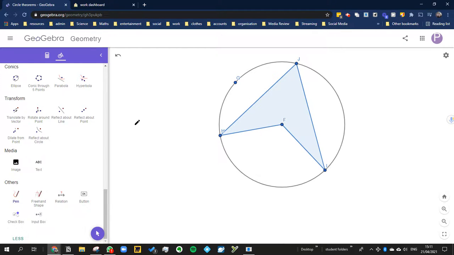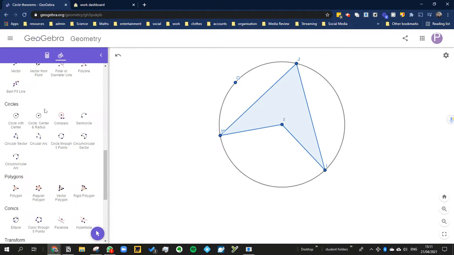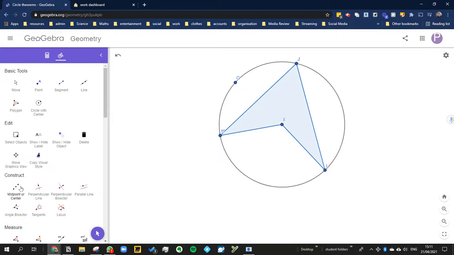Actually, what we're going to do first is, I just realized another more important thing would be to get a segment and go from here to here. So I'm not changing anything about this shape apart from connecting two points, and in doing so I've actually identified two isosceles triangles.